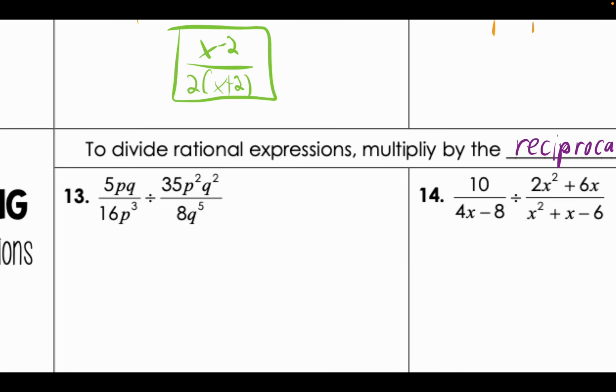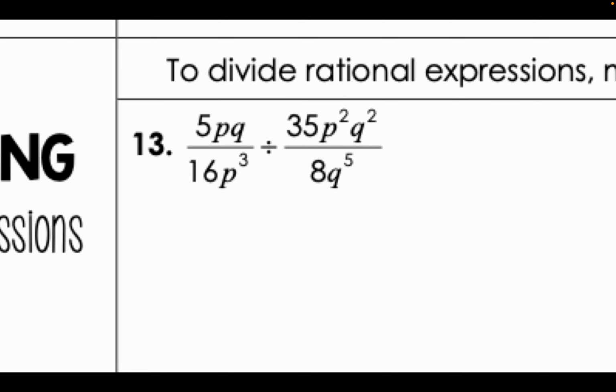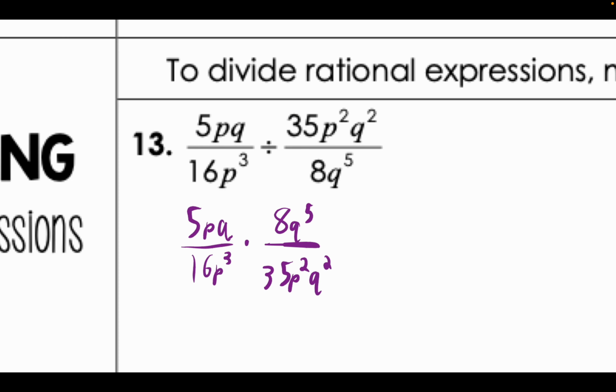So we're going to turn this division into multiplication. And so it becomes 5pq over 16p cubed. Nothing changed. Q and cubed might get confusing, so I'm going to call it q and p to the third power. And the second fraction, we flip it. So it becomes 8q to the power of 5 over 35p squared q squared. Now we handle this the exact same way as we did above.